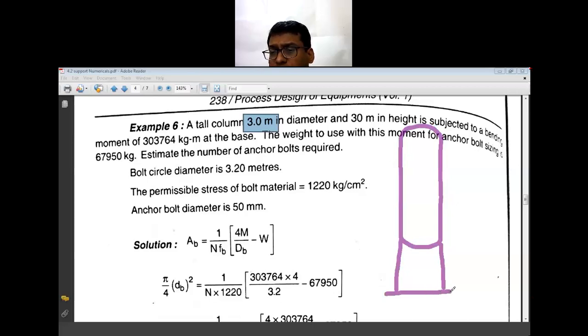Here some data related to the bolt is already mentioned. Bolt circle diameter is 3.2 meters, because the diameter of the vessel is 3 meter, and this bolt circle diameter is mentioned as 3.2 meters.